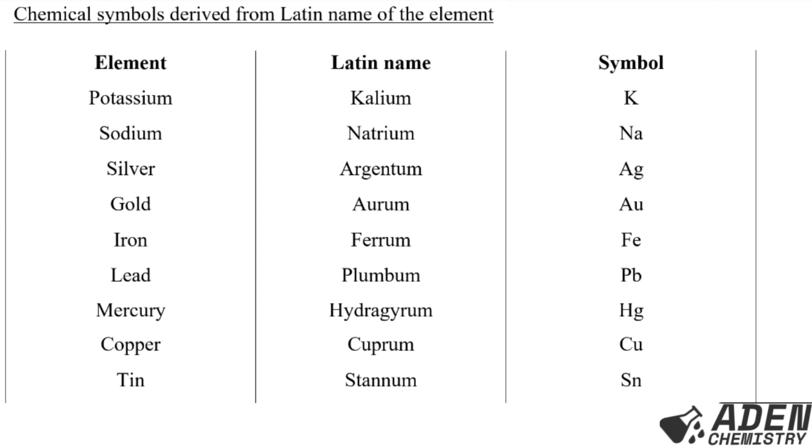Then we have lead. Lead came from the Latin name plumbum, and it is written Pb. Next we have copper. Its Latin name is called cuprum, and its chemical symbol is Cu. Then we have tin. Its Latin name is called stannum and its chemical symbol is Sn.